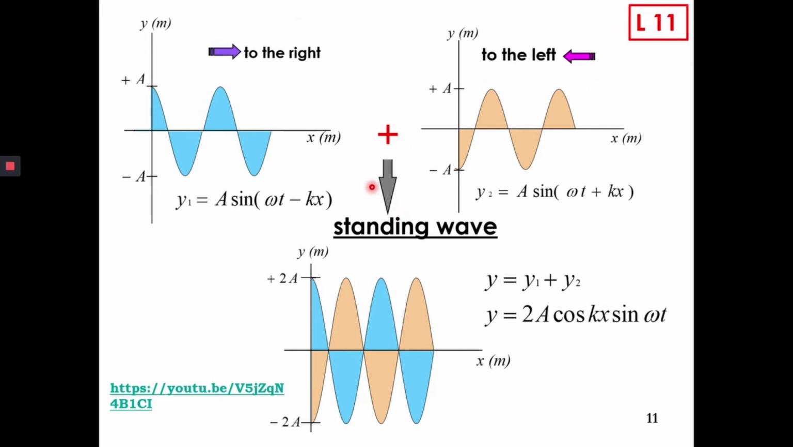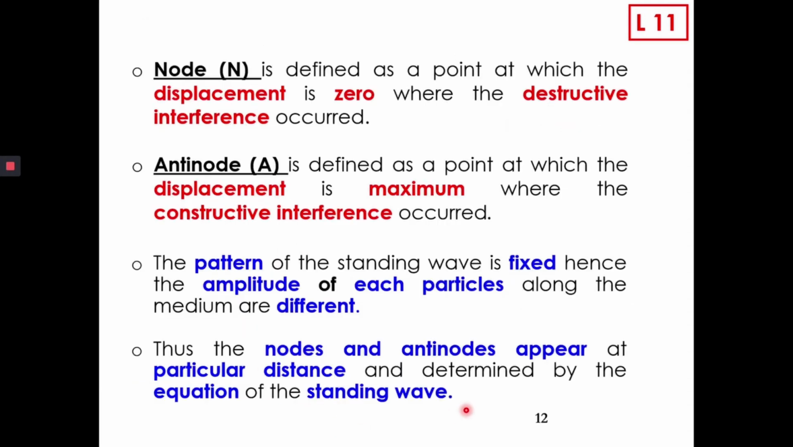So as a result, it will produce a standing wave, and this diagram shows you the illustration of the graph for the standing wave. Okay, and there are a few terms that we need to understand related to standing wave. The first one is node. The symbol of node is capital N. So a node is a point where the displacement is zero, where destructive interference occurs.